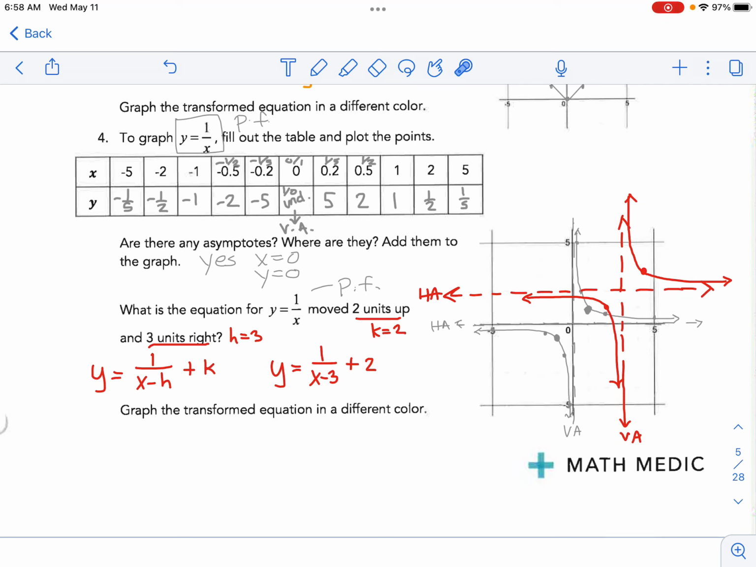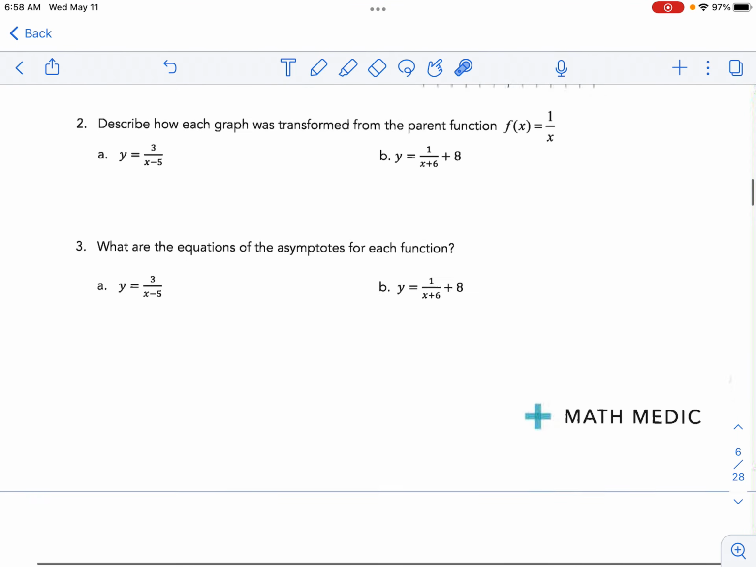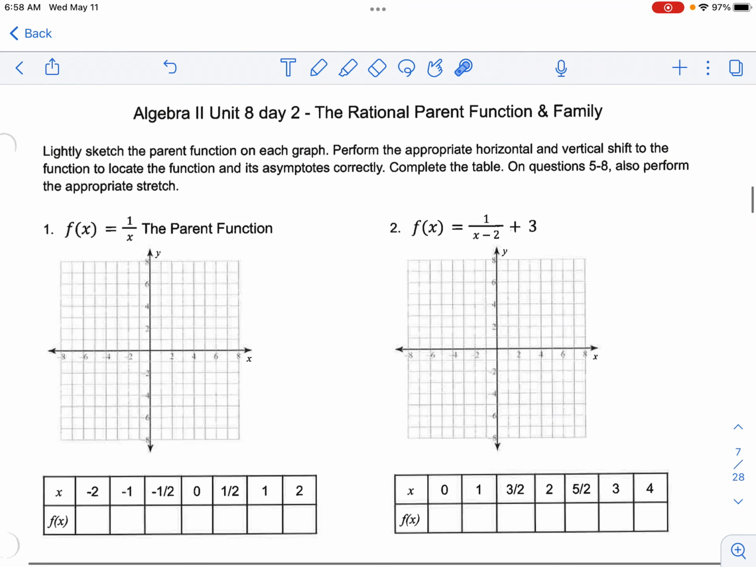So that's really it. If we scooch down, we'll get to learning targets in just a second. If we scooch down in the homework, if you notice, I have you start out with the parent function and graphing that and drawing and getting that table ready. And then I start you with here.